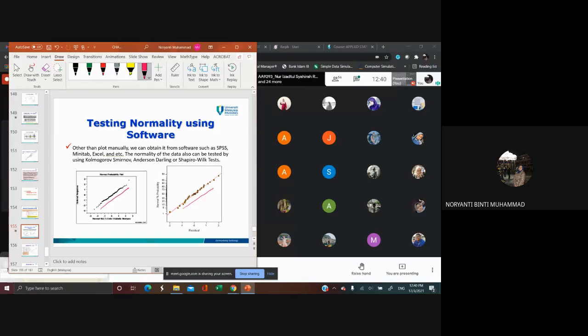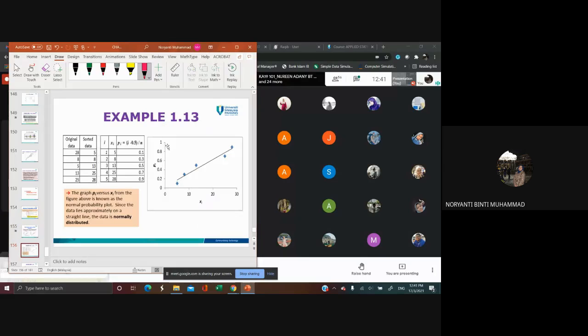Other than this normal probability plot, you also can have these tests: Kolmogorov-Smirnov, Anderson-Darling, and Shapiro-Wilk test. This one is actually from the software, and usually you will use it in the future when you do your final year project. All right, so this is what you have when you do it using Excel.